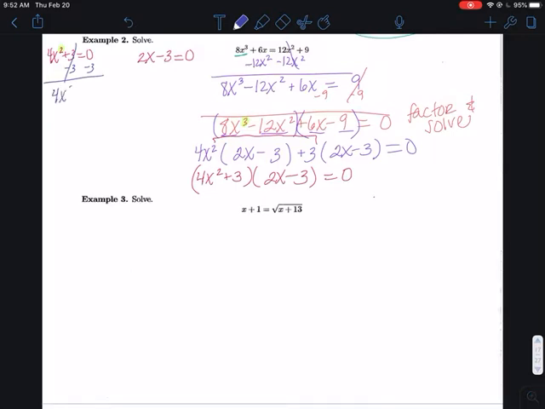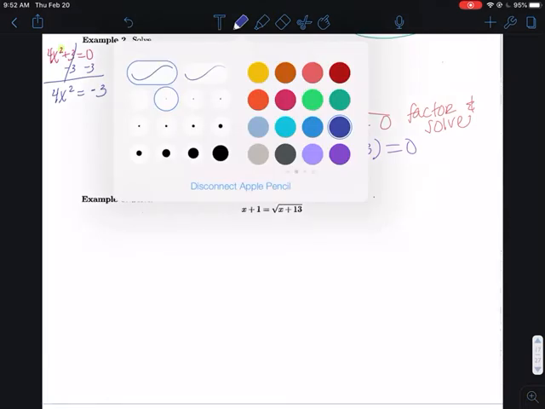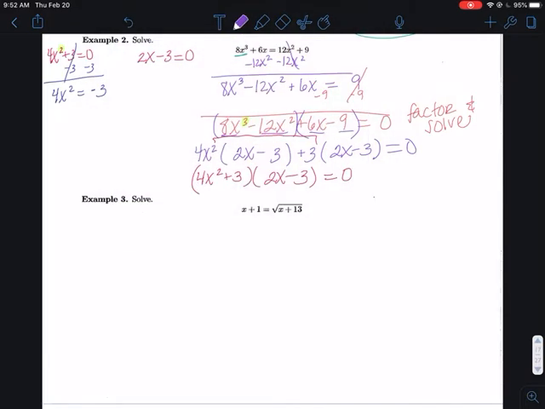I get 4x squared equals negative 3. Your goal is to get that x squared by itself first. So you divide both sides by 4. And then I get x squared equals negative 3 over 4. To get the x by itself, you need to take the square root of both sides.